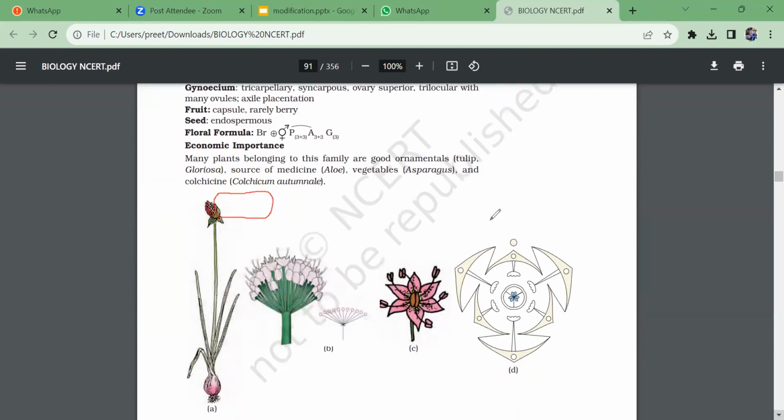This is the floral diagram and this is the floral formula. Examples for Liliaceae are tulip, gloriosa, aloe vera, asparagus, colchicum. Okay, these are the examples. Got it? So there are 4 families, not 3, 4 families, and you have to study their examples today itself. Got it? Okay. So shall we go to the chapter now?